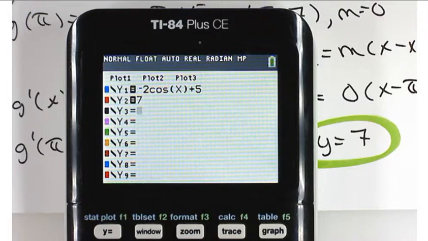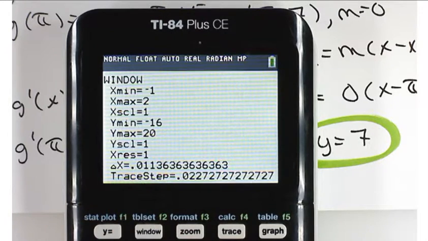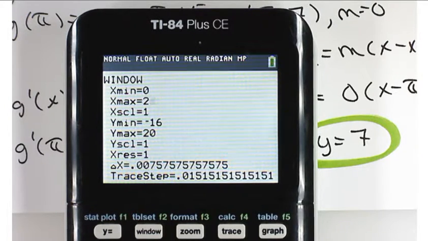Now, as far as your window is concerned, I would suggest that you put the x coordinate in the center of the action here. So let's go from, say, 0 to 2 pi. Type in the number 2, hit the second button, and then the up arrow key, that gives you pi. When I press enter, it's going to change over to a decimal value. No big deal.